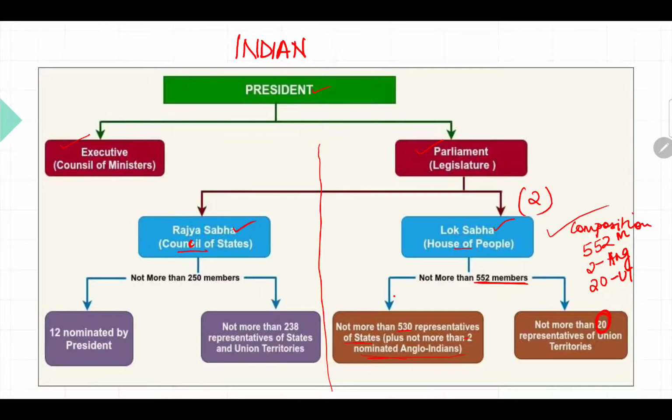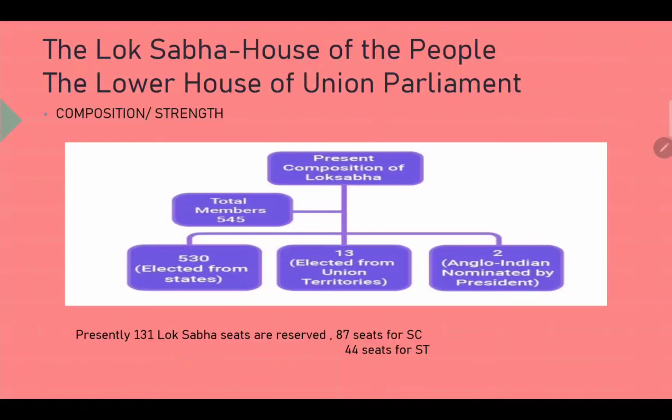Whereas in Rajya Sabha there should be not more than 250 members, 12 nominated by the president and 238 representatives of states and union territories. Today we will just focus on Lok Sabha. The Lok Sabha, House of the People, is the lower house of the Union Parliament. Now we will talk about composition and strength. Present composition of Lok Sabha.